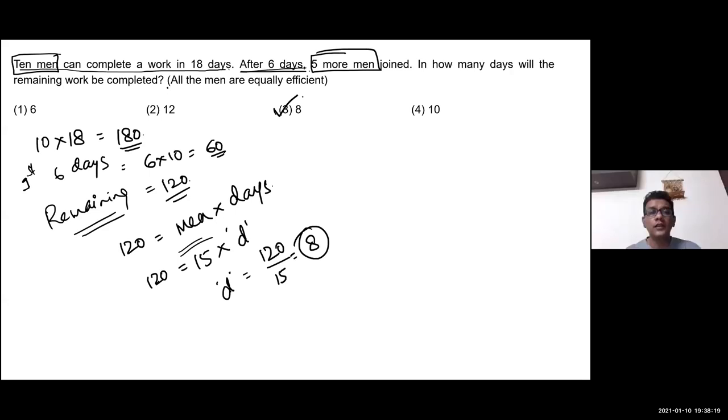Now, if you guys see, there is an information given here. All men are equally efficient. Even if this information is not given in a question, we will always assume that how many ever people are working in a job, each one of them have an equal efficiency unless and until it is stated in the question.